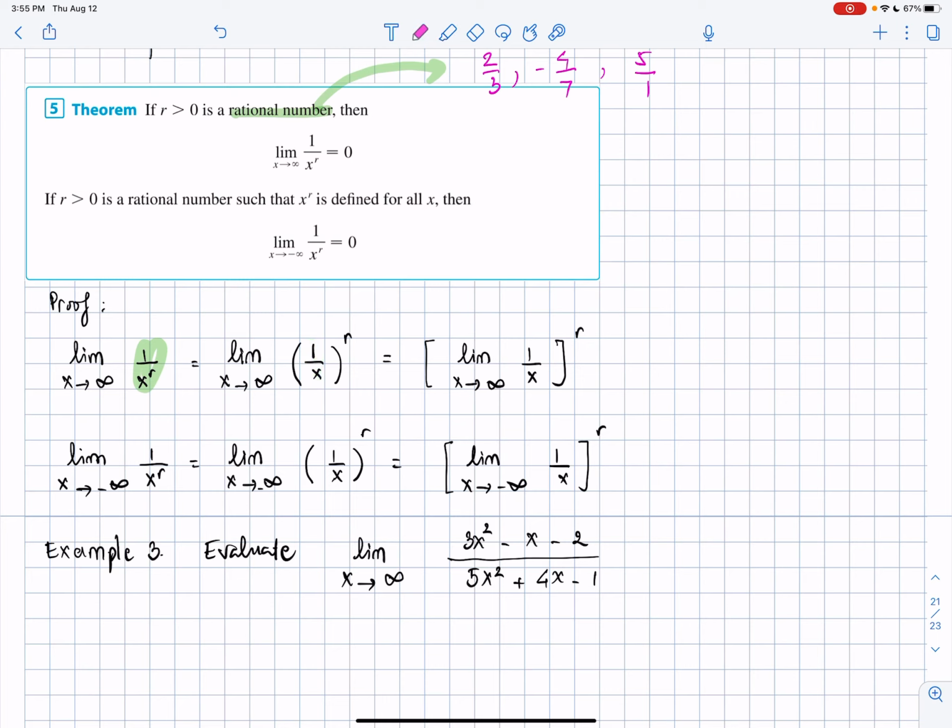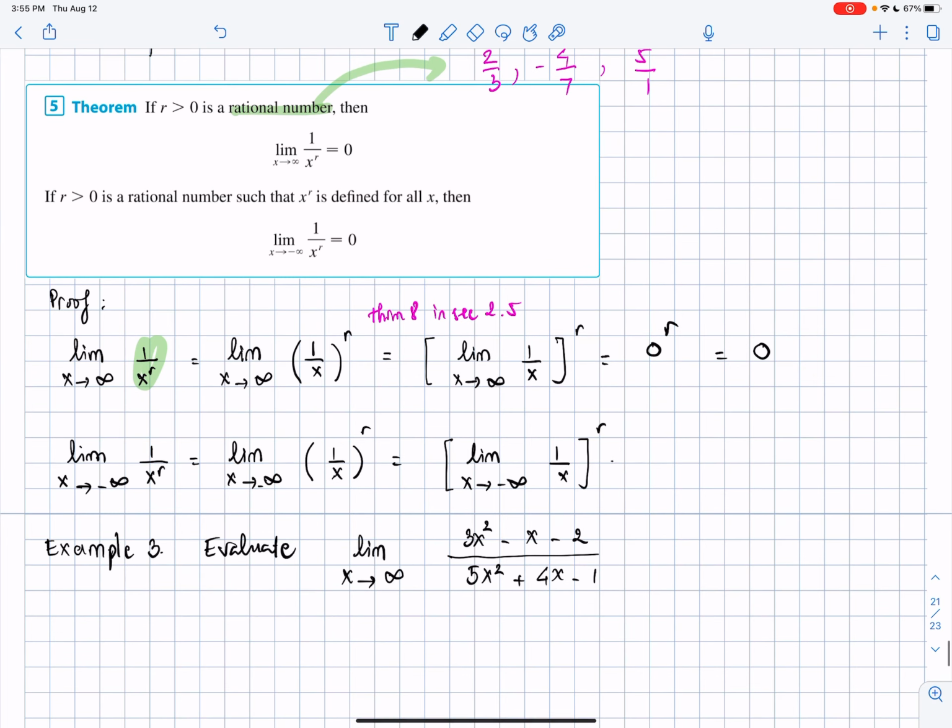And from this step, we are using theorem number 8 in section 2.5, the section before. So we can pull the function outside, and from example number 2, this is 0 to the power r, which is equal to 0. And similarly, when x approaches negative infinity, the inside approaches 0 by example number 2 we just did, to the r power, and is equal to 0.